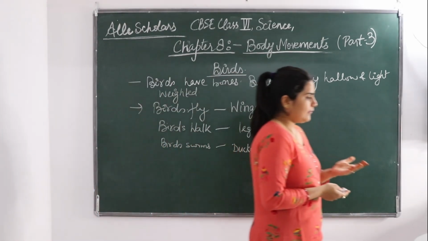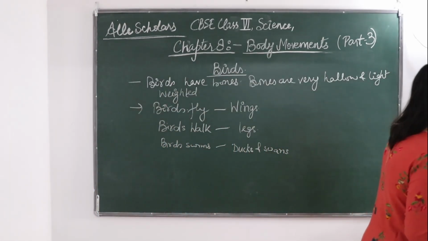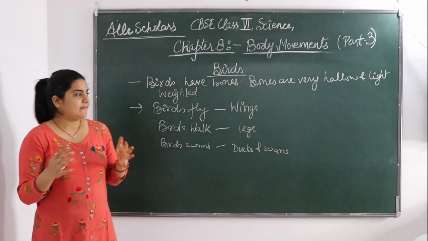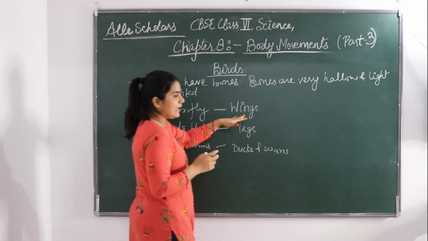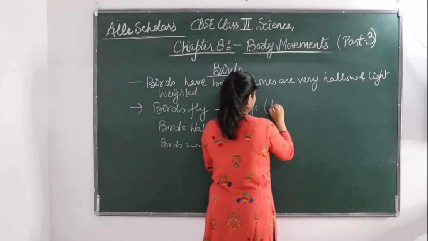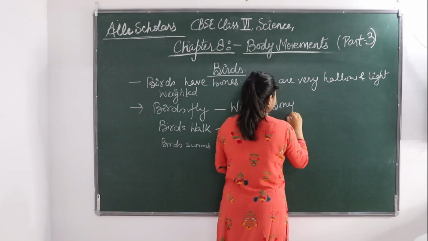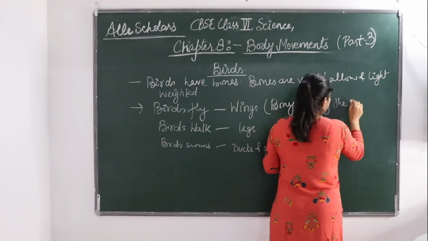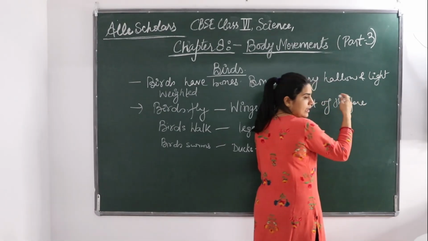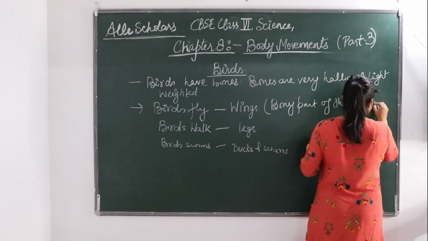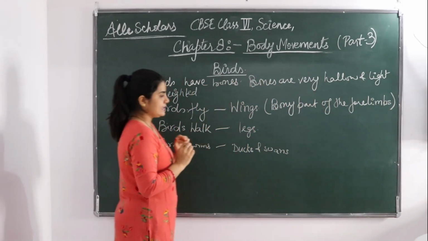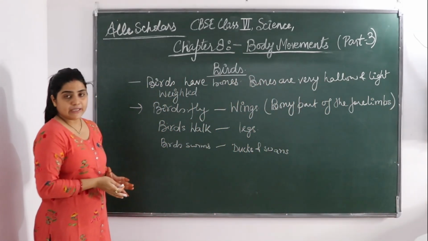Okay. So birds have got a very bony part of the forelimb modified as a wing. तो wing क्या है? जो bony part है of the forelimb. Okay, it is modified as wings. Bony part of the forelimbs, it is modified as the wings.